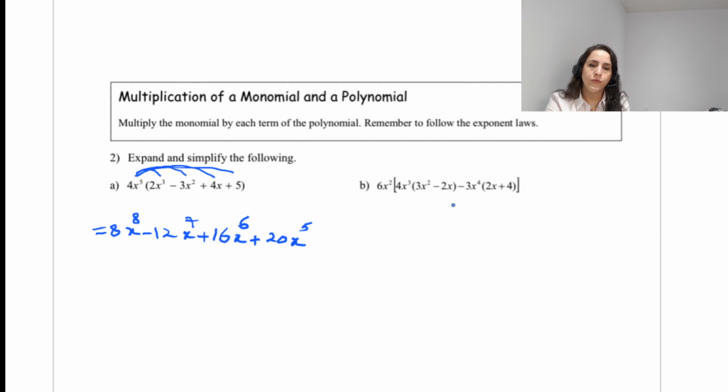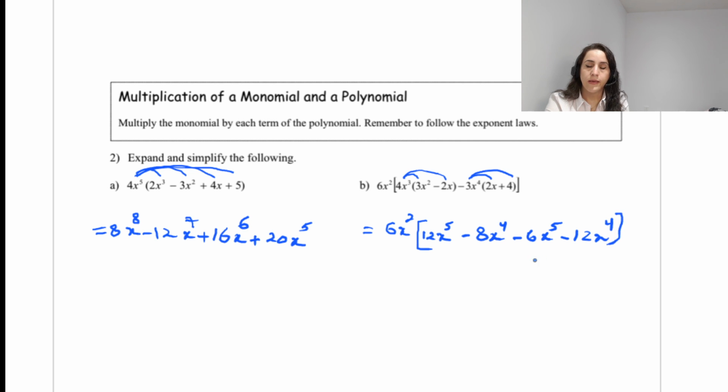Here, I have to do a bit of math first. First, I have to do the inside of the bracket, then the outside of the bracket. For this question, you can do it another way. You can multiply by 6x squared first, but I prefer to follow the order of operations. Here, 4 multiplied by 3, 12x to the 5 minus 8x to the 4 minus 6x to the 5 minus 12x to the 4. That is inside of the bracket.